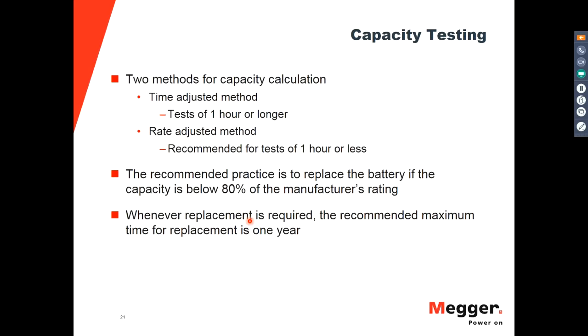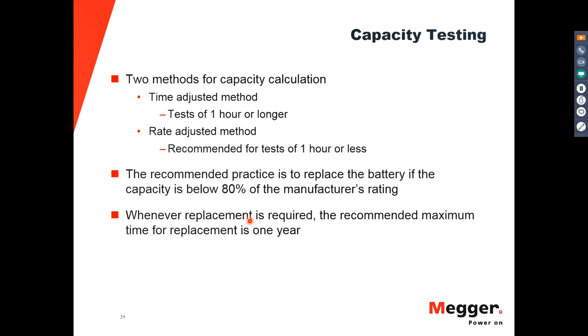Now, this is one of the methods to calculate the capacity, and it's called the time-adjusted method. The formula that I just showed is that one, the time-adjusted method. There's another method which is called the rate-adjusted method, which we are not going to cover today. The time-adjusted method is the typical method that is used for tests of 1 hour and longer. The rate-adjusted method should be used for tests that are less than 1 hour.